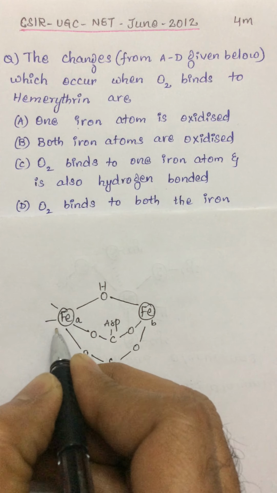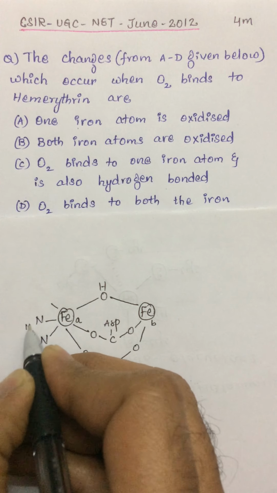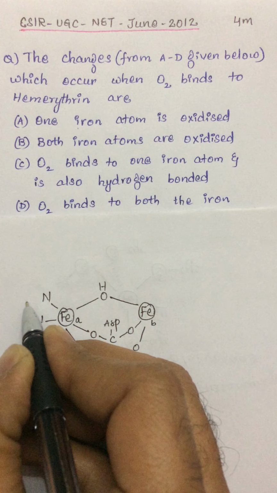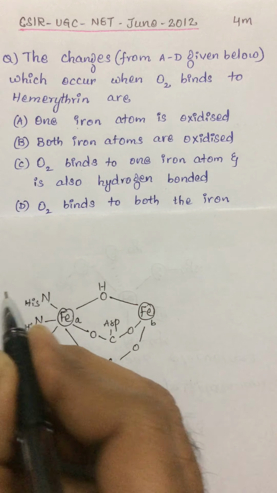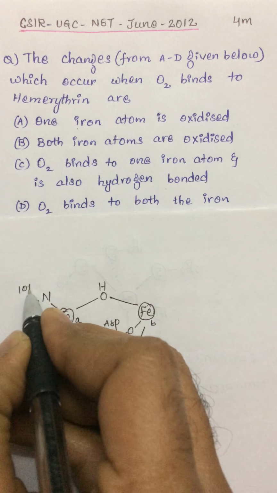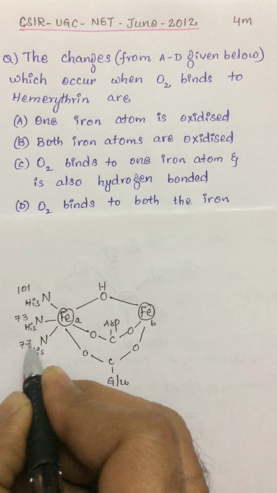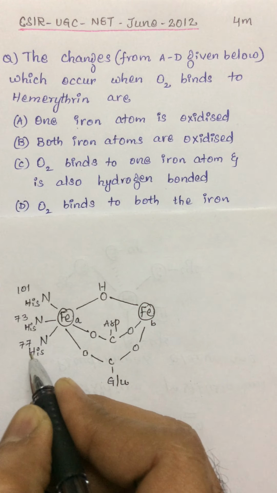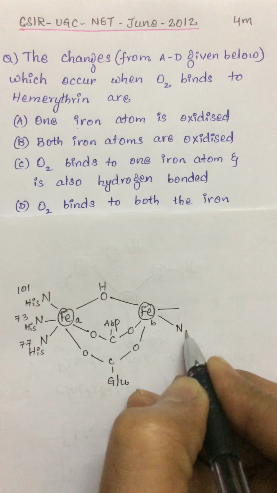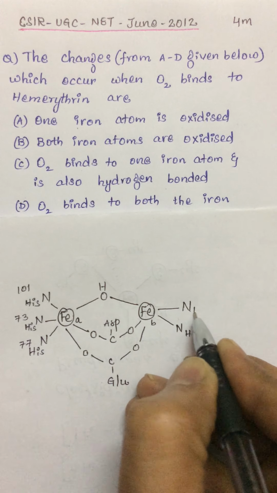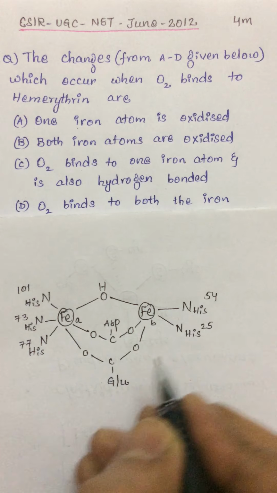Iron A is coordinated to 3 nitrogens of histidine along with 3 bridges. This histidine nitrogen is a part of a protein chain that contains amino acids. We can number these amino acids 101. 73 amino acids are present in the chain, whereas for this there are 77 amino acids. Getting to iron B, this is coordinated to 2 nitrogens of histidines, which are part of a protein chain having amino acids. The number is 54 and this is bound to 25.